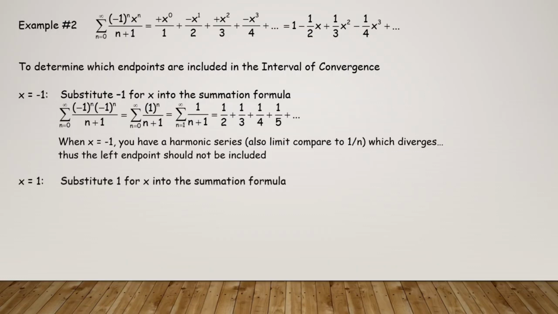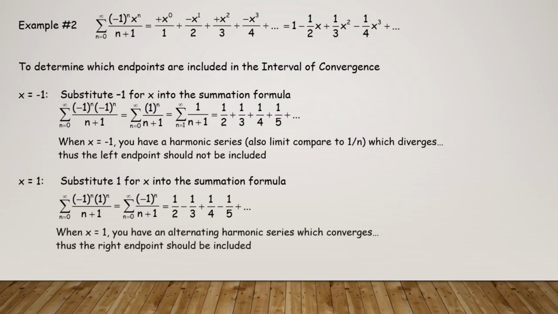On the other hand, if you plug in x equals 1 into the original formula, you will see that 1 to the n is essentially 1, which multiplied to negative 1 to the n produces just negative 1 to the n. So if I was to expand this particular series, I would start off with 1/2, then I'd subtract 1/3 plus 1/4, and I would have essentially an alternating harmonic series, which we know converges. Therefore, the right endpoint would be 1. And that tells me that the interval of convergence for this example number 2 is negative 1 is less than x, which is less than or equal to 1.